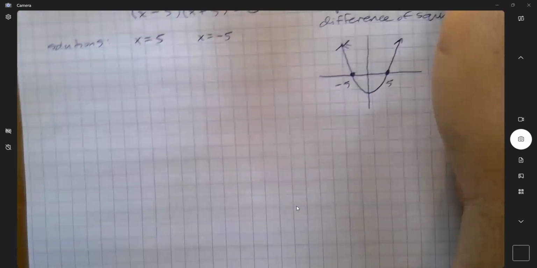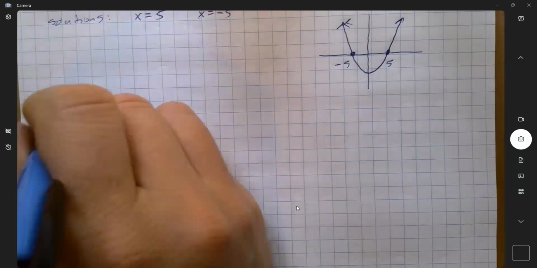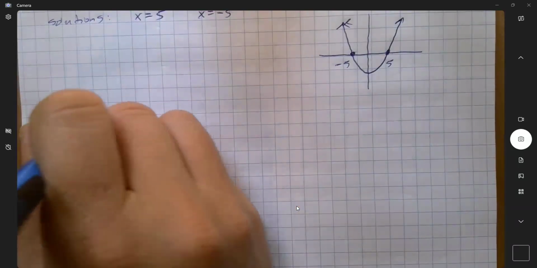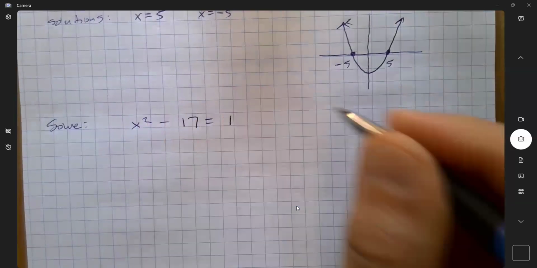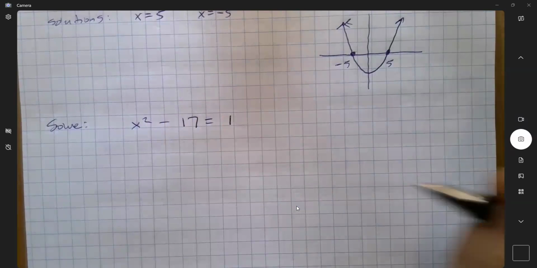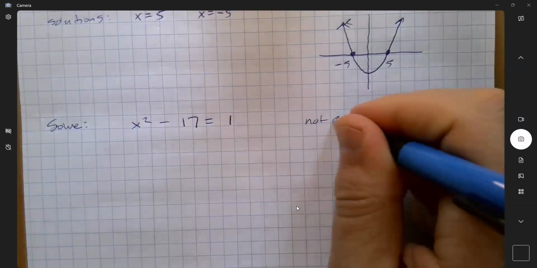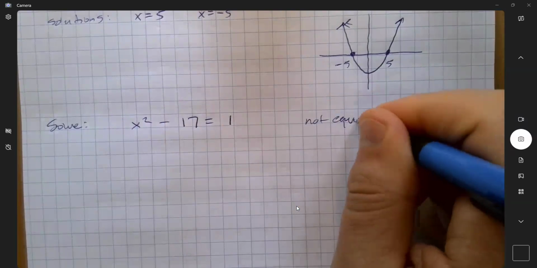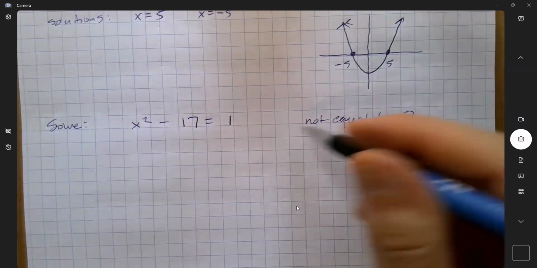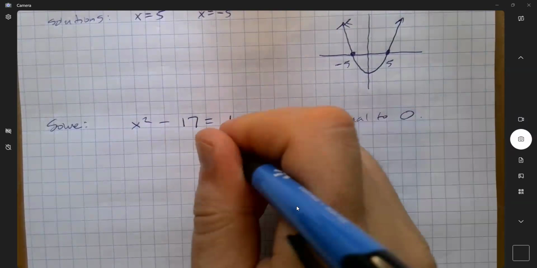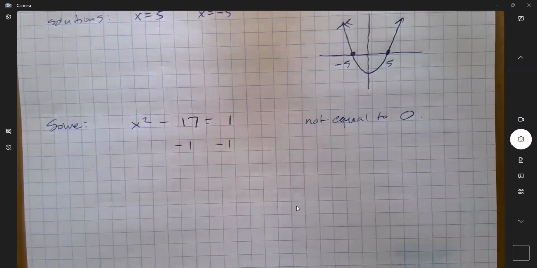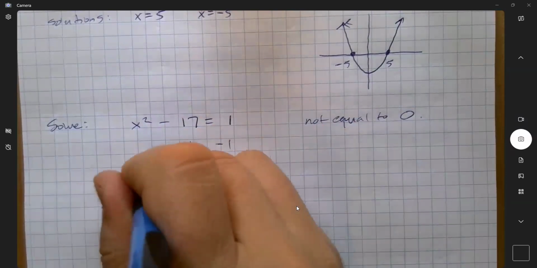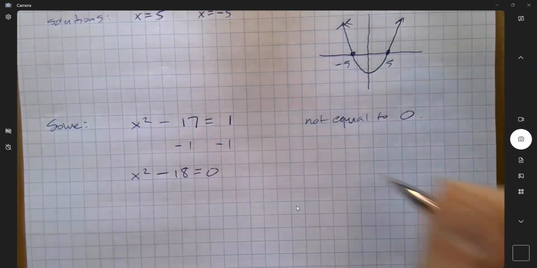What if we have something kind of like it, but a little different? Let's mix the two ideas that we've talked about. Let's solve x squared minus 17 equals 1. And we notice, aha, not equal to 0. So the first thing I'm going to do is get it equal to 0. Not the one I planned, but it'll work. Subtract 1 from both sides, and I get x squared minus 18 equals 0.